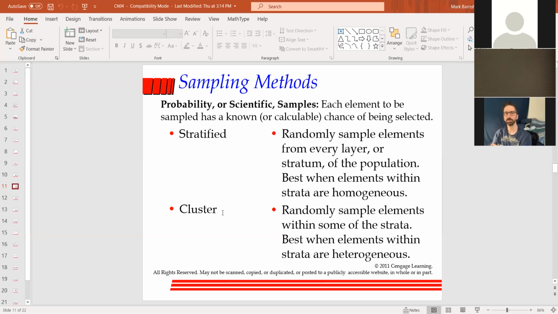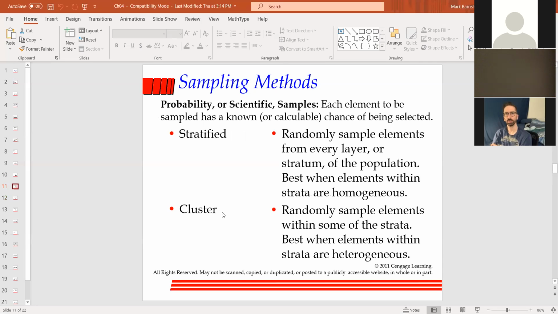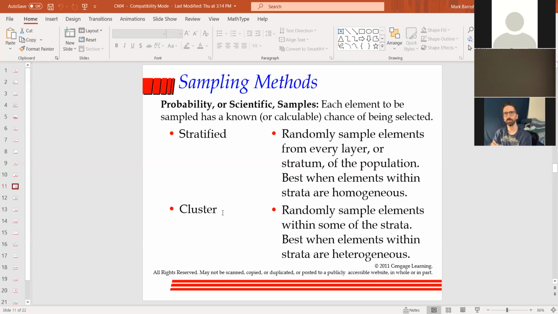Stratified, break it up into groups, use all the groups and do simple random samples within each group. A cluster sample, you don't use all the groups, you do a random sample of the groups and use everyone typically within each of those groups. That's called a cluster sample. And fine, and so those are the so-called probability samples. Simple random sample, systematic sample, stratified, and cluster. Those are the well-known ones.